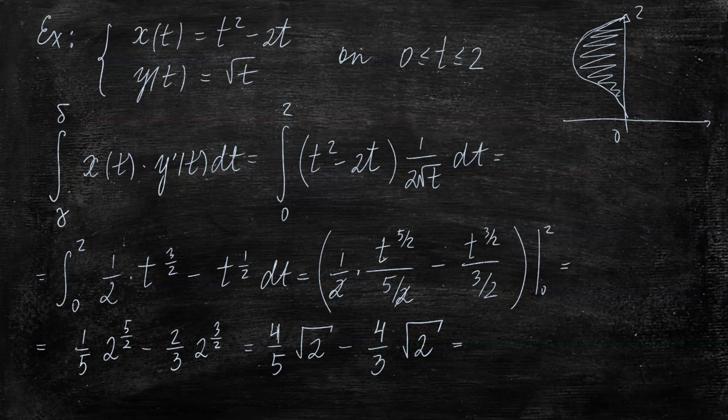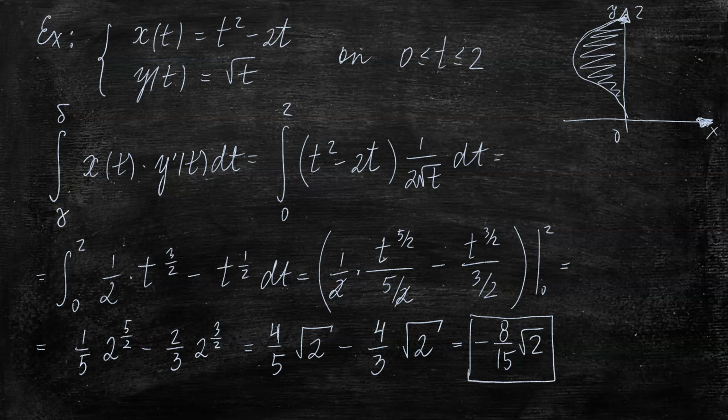Of course the answer will be negative because the entire curve is below, in this case to the left of the y-axis. Remember, we're integrating with respect to y, not x, so having a negative answer is okay. And let's just find the common denominator, which is 15, and do the math. So this is the answer.